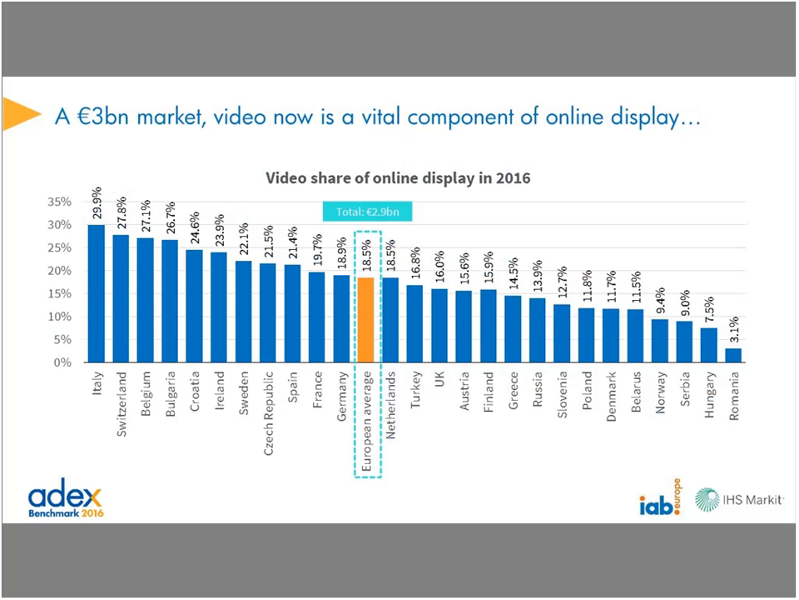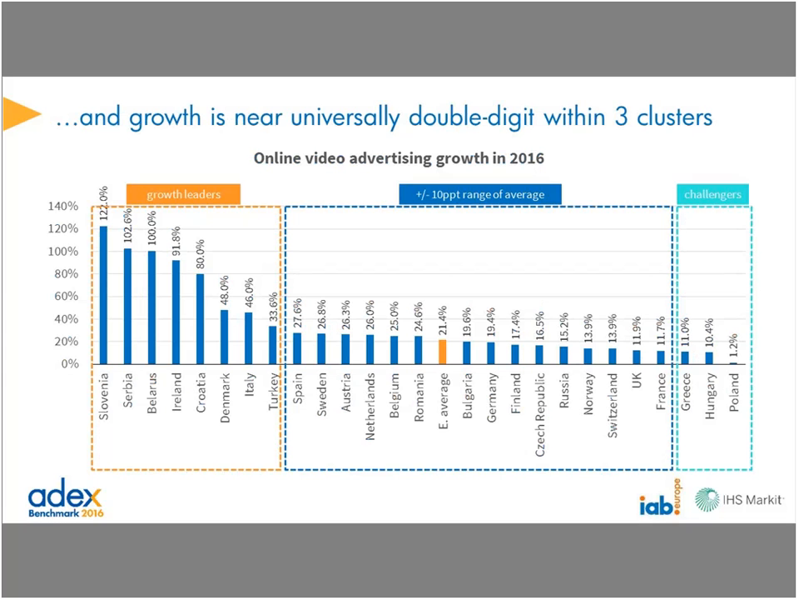And as for video, the video market reached 3 billion in 2016 and has become an important part of online display. Looking at its growth, almost 27 European markets grew double digits within 3 clusters. A growth leader cluster consists of mainly emerging markets, and most of the mature markets grew plus or minus 10% of the European average.